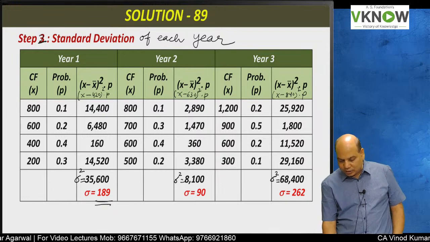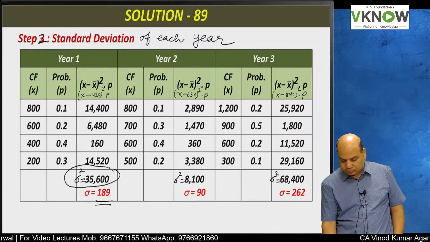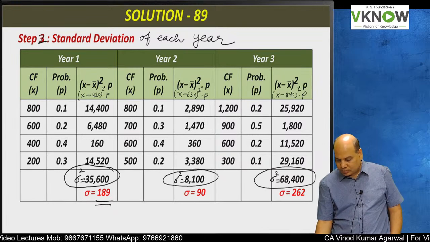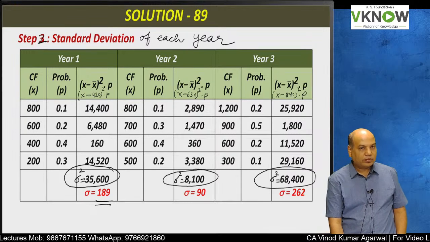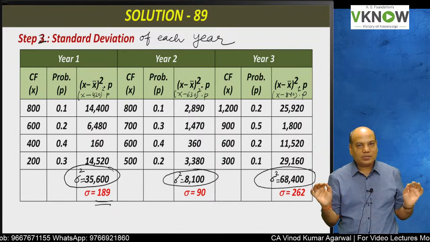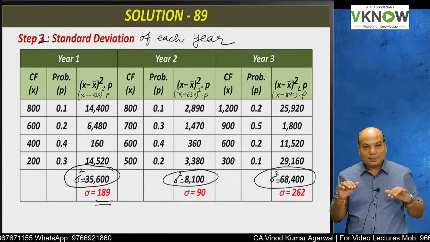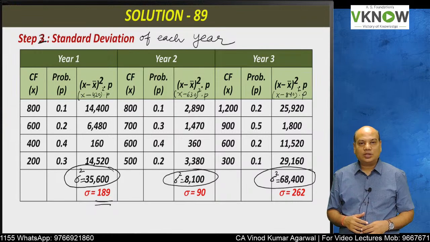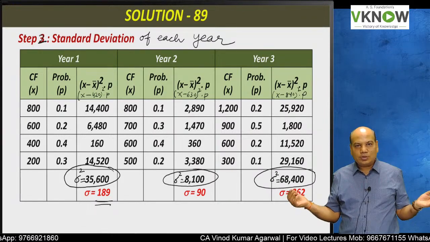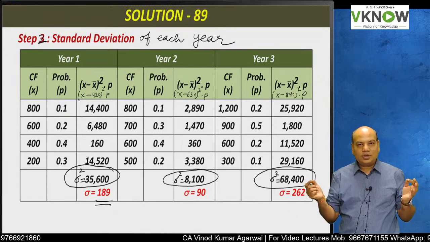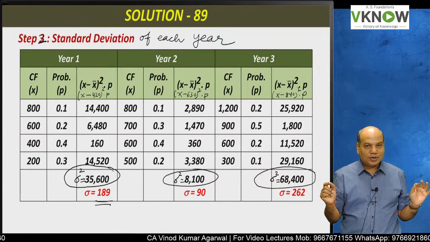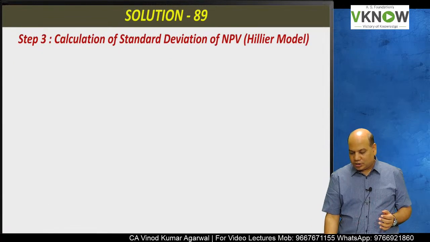Actually, I will require these numbers if cash flows are dependent. If cash flows are independent, I will require sigma square. If cash flows are dependent, then I will require only sigma. So if you are a smart student, you are not required to compute sigma if there is an independent probability distribution. But if you have done it, it's okay.